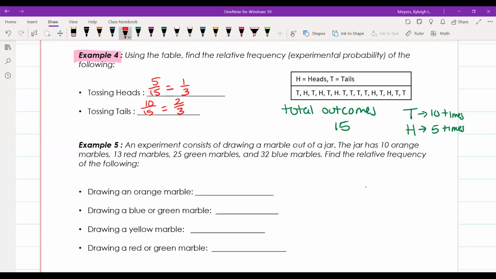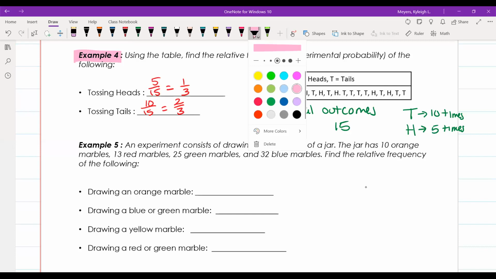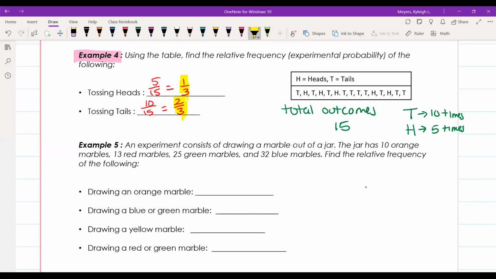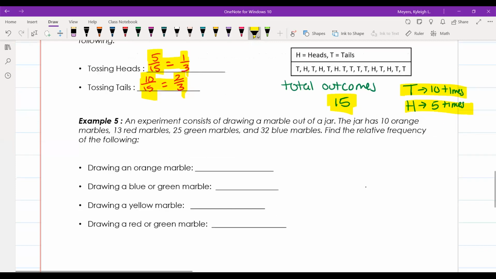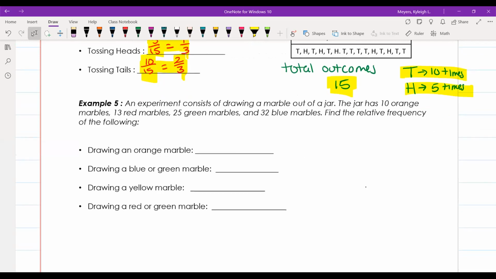All right, so hopefully for answers, you got 1/3 and 2/3. So you had to count how many there were. There were 15 total times they flipped the coin. Okay, 10 of those times were tails, 5 of them were heads. So tossing heads was 5/15ths, which simplified to 1/3. Tossing tails is 10/15ths, which simplified to 2/3. All right, so we're going to start example 5 together, and then I'll let you go from there.